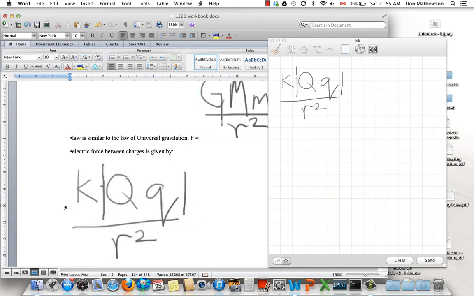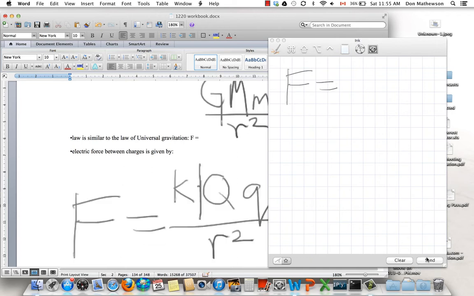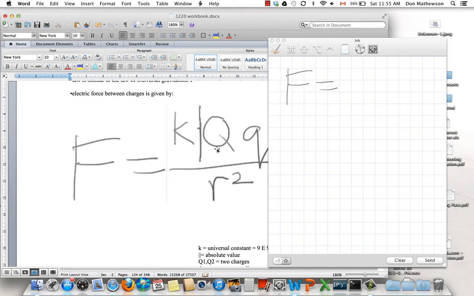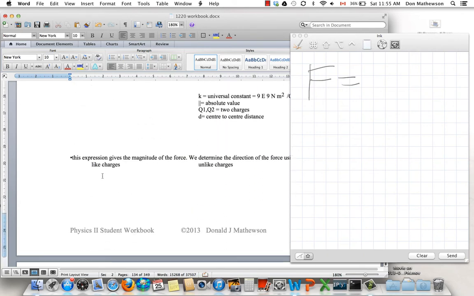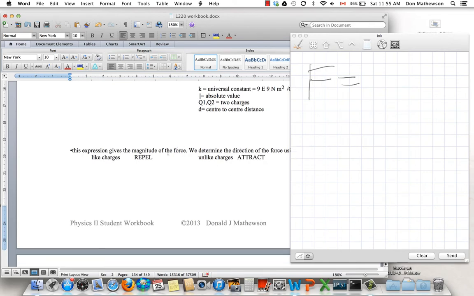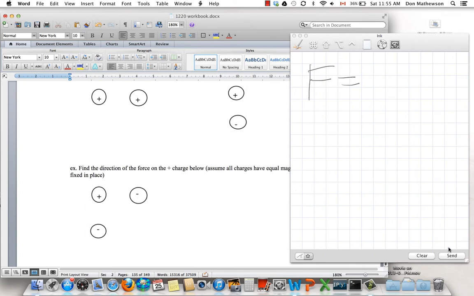The direction of the force just comes from the law of electric charges, which says quite simply that like charges repel and unlike charges attract. And based on that, we can do force diagrams here very simply.